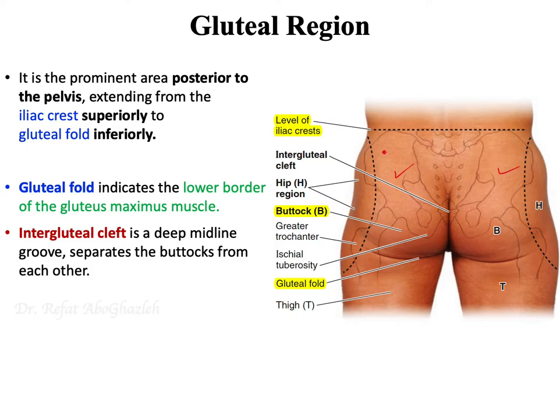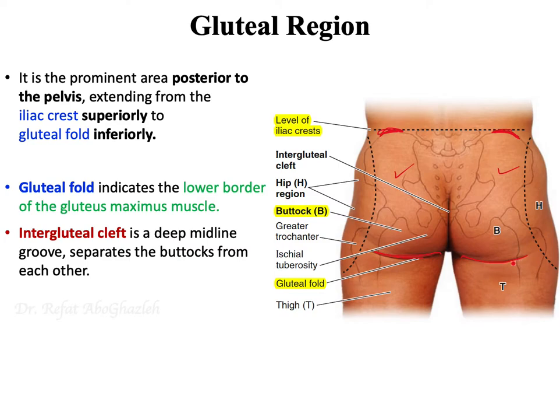So the gluteal region is the prominent area located posterior to the pelvis, and superiorly and inferiorly, as you see the dotted line, this is the border of what is known as the gluteal region. It extends superiorly to the iliac crest. I think you remember from the lecture of the bone that this is the highest point there, and inferiorly it extends until it reaches this fold known as the gluteal fold on the right and on the left.